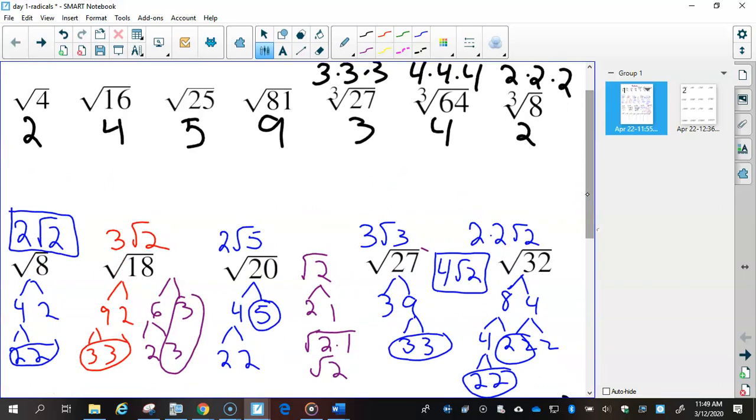We're going to list out the perfect squares. So meaning 1 squared is 1. Write this somewhere on your paper. 1 squared is 1. 2 squared is 4. 3 squared, 9. 4 squared. Keep going.